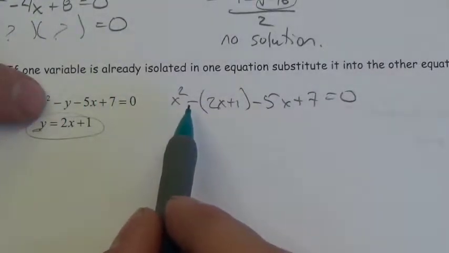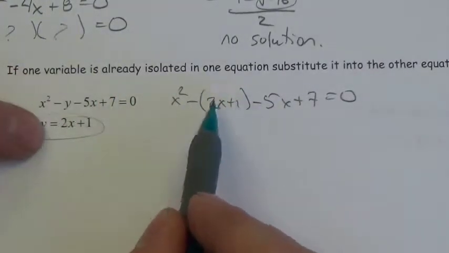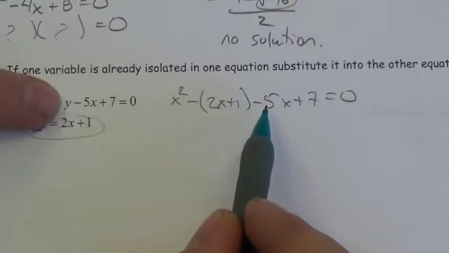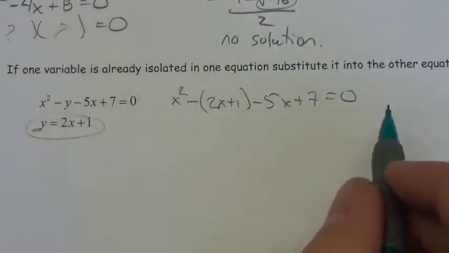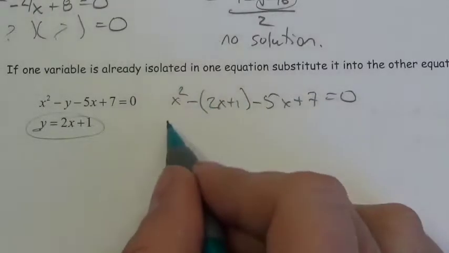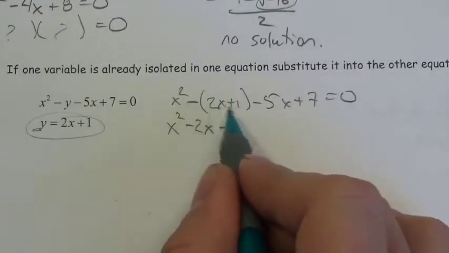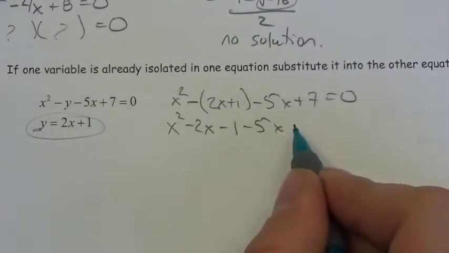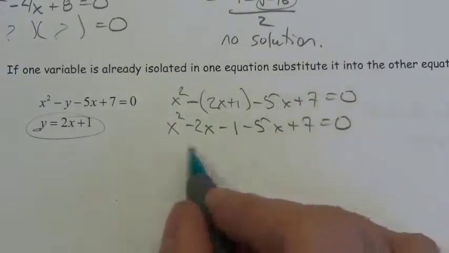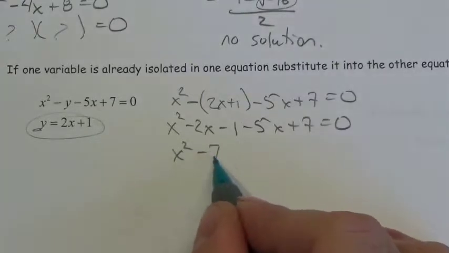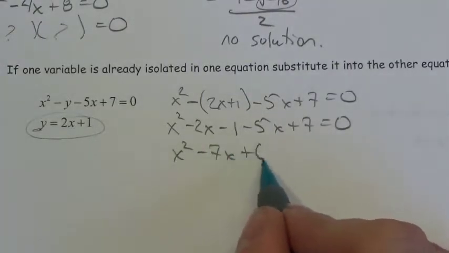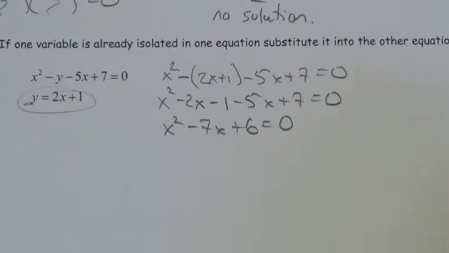So this is still that same first equation: x squared minus y minus 5x plus 7 equals 0. Now I'll distribute that negative through, because that negative is in front of this expression. Minus 5x plus 7 is equal to 0. So x squared minus 7x plus 6 is equal to 0.